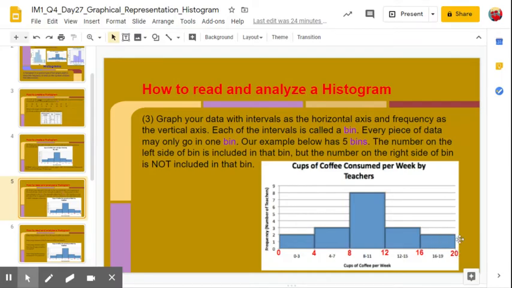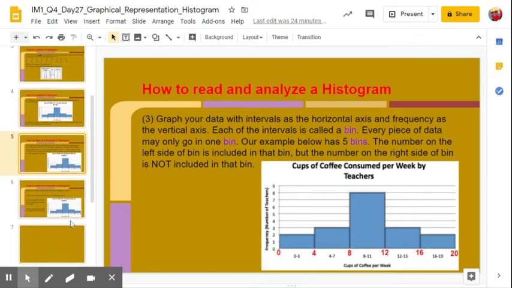Notice that 20 is not included in this bin. 20 would be this bin to the right, which we don't have in this example. And the bars should be side by side. There should be no spacing between the bars when you do a histogram. Okay. All right. So now let's give an example of how we're going to read and analyze this.